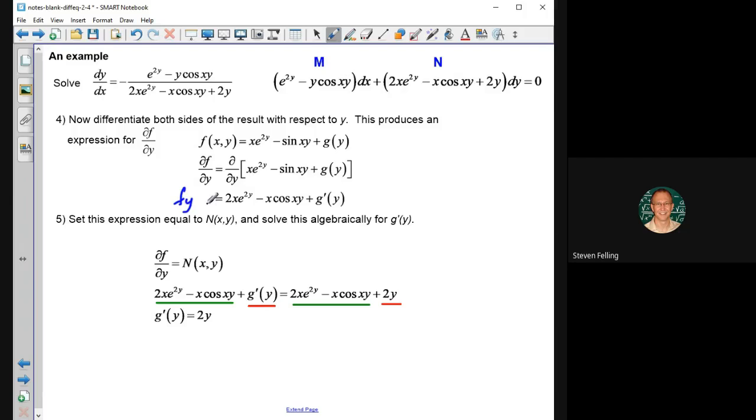So that must be set equal to the y component of this. So we set that equal. So all of that has to equal this. And then we match things up. It looks like these match exactly. And so what's left over for g prime of y is 2y. So g prime of y is 2y.